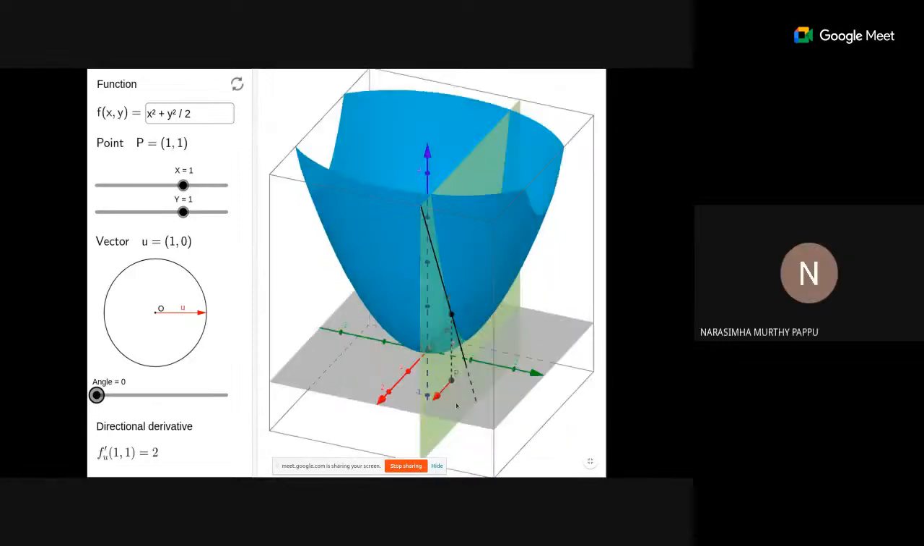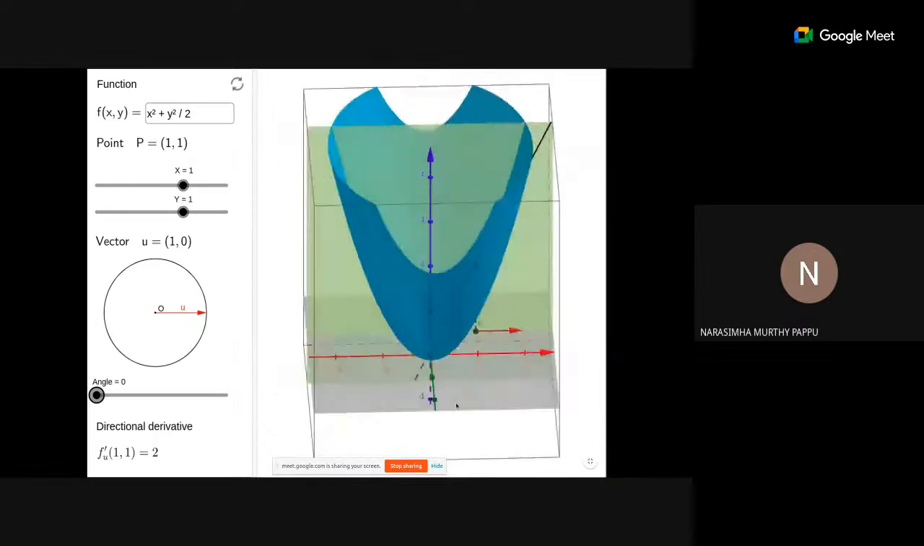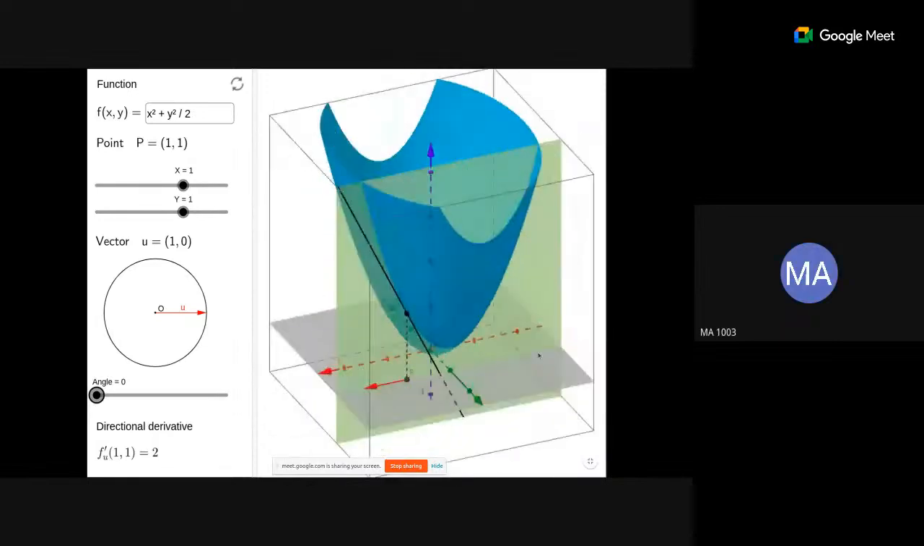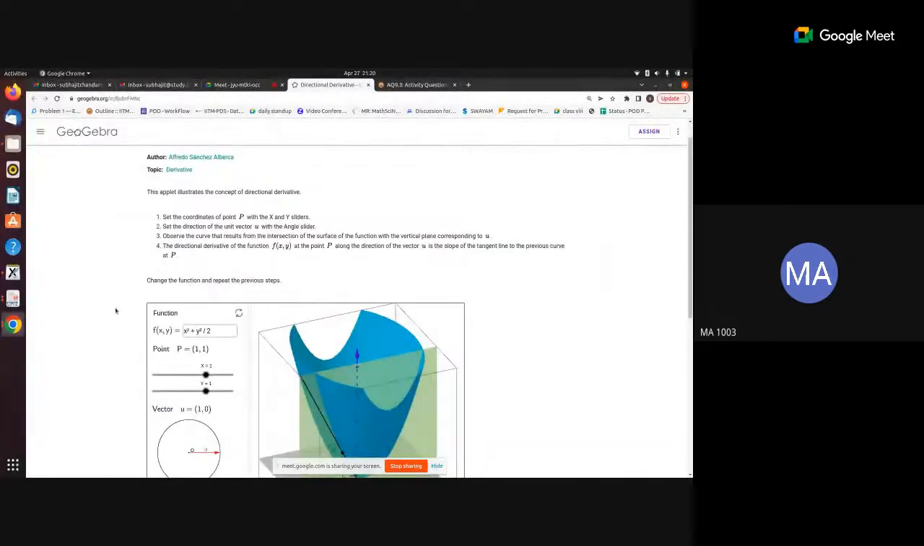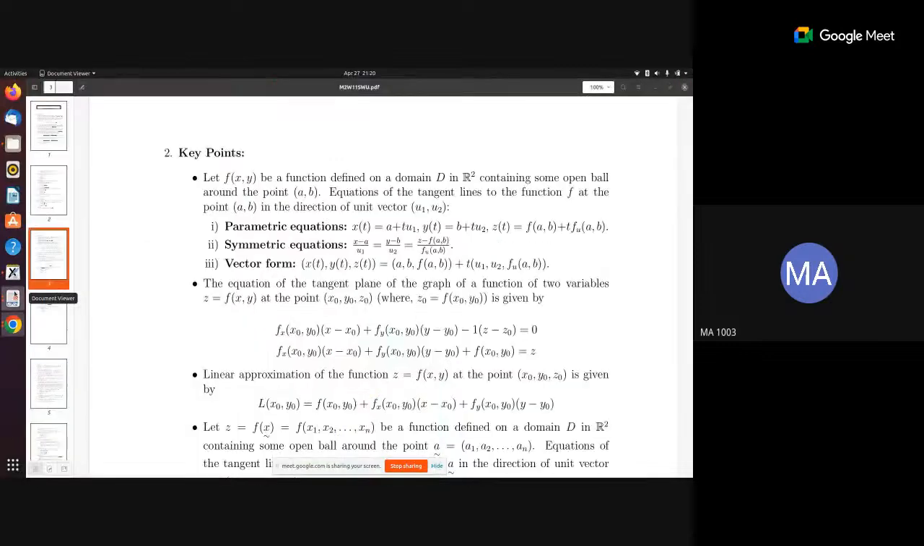Yes. So this is what we are doing. Okay. Any doubt in directional derivative, partial derivative? No? Okay. So this is what we have done now.